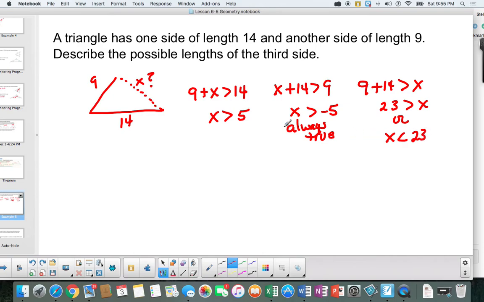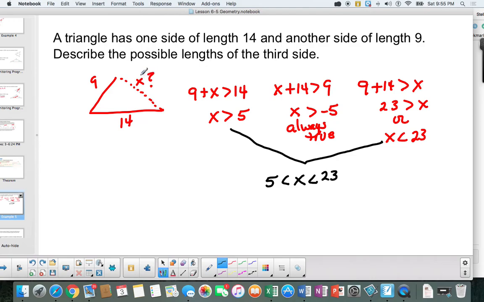So we're going to put these together in an inequality that looks like this. X has to be less than 23, and at the same time it has to be greater than 5. So x is greater than 5, but at the same time less than 23. Let's go ahead and test some values out.